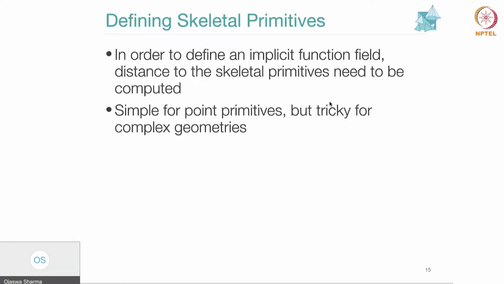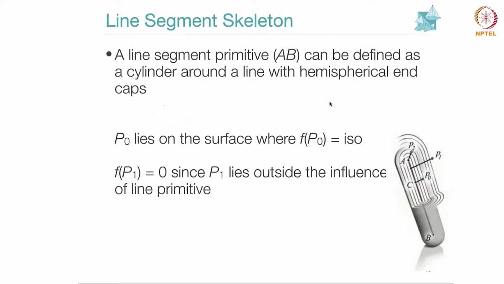Now, these skeletal primitives may be a little tricky to define for complex geometries, but for simple geometries, they're quite easy to do. For example, we already discussed some skeletal primitives like the line segment, point, discs could be one. I believe I have some examples here.